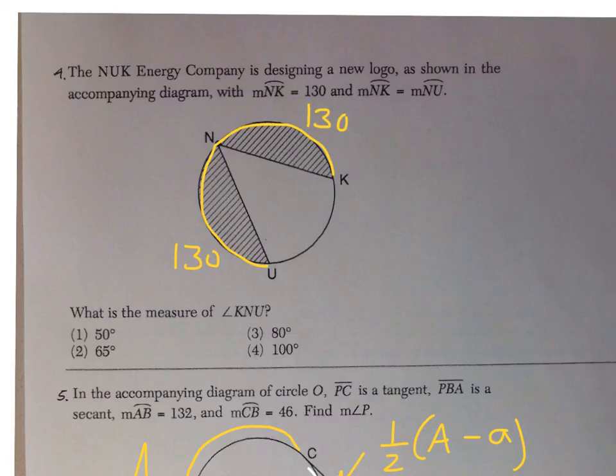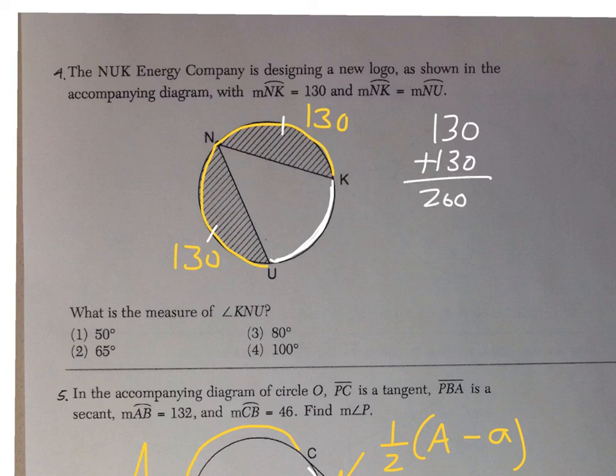Moving ahead to question number 4. They're telling us that these arcs are the same. They're both 130 degrees. Impossible to figure this question out unless you use the fact that there's 360 degrees all the way around on a circle. So far we've got 130 and 130. So altogether that's 260 that we've got. So what's left over for this arc UK would be 360 take away 260, or 100 degrees.